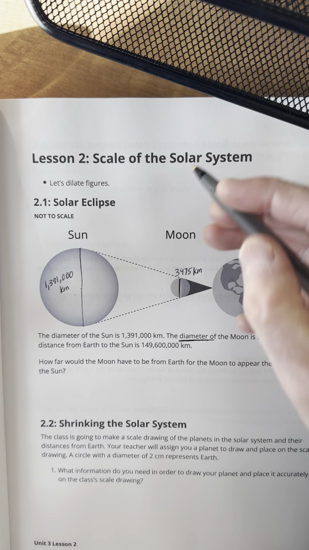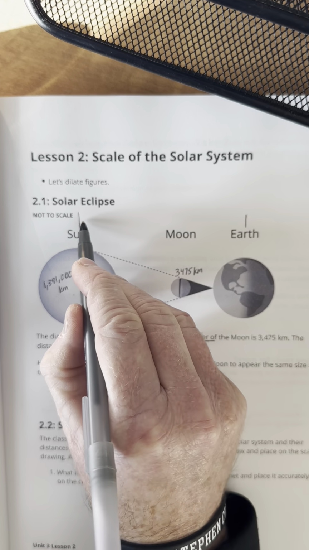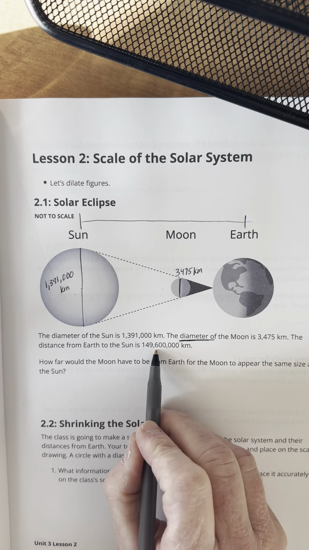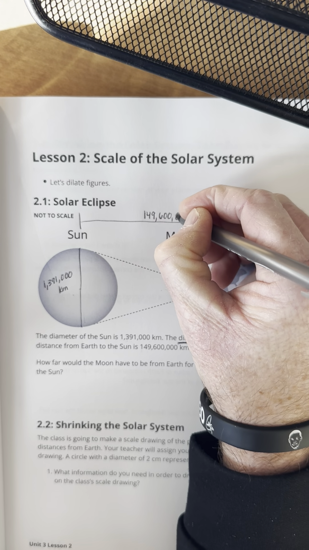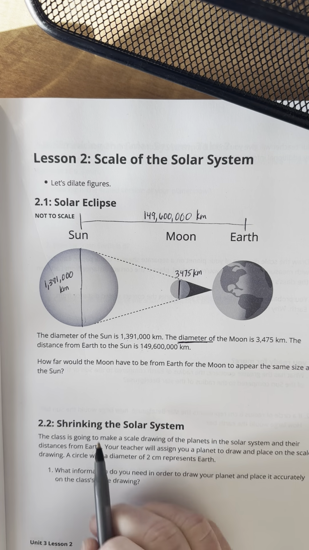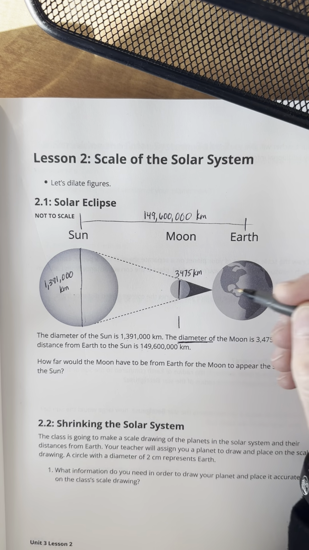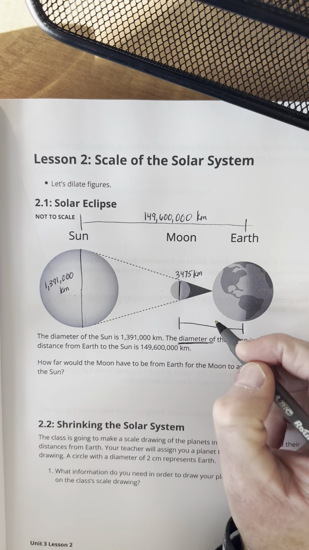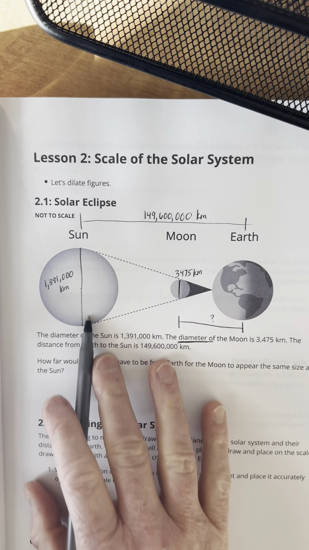The distance from the Earth to the sun is right here, 149,600,000 kilometers. The question they're asking is, how far would the moon have to be from the Earth to appear the same size as the sun?